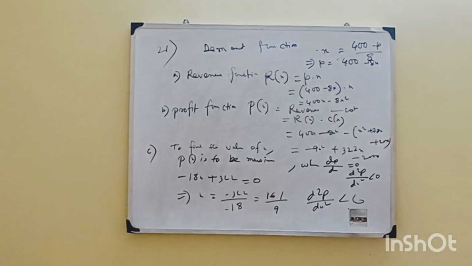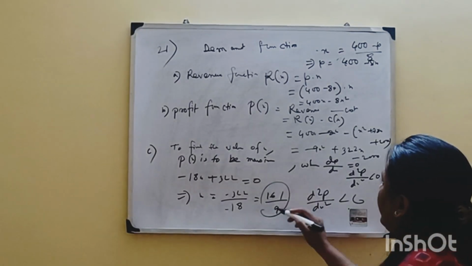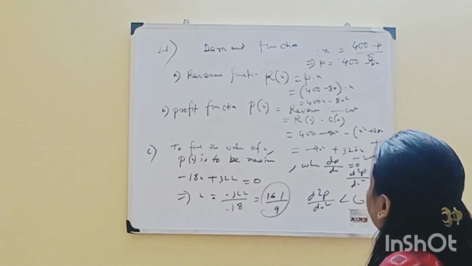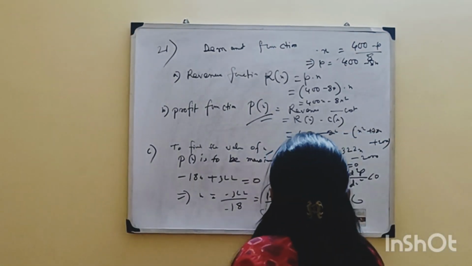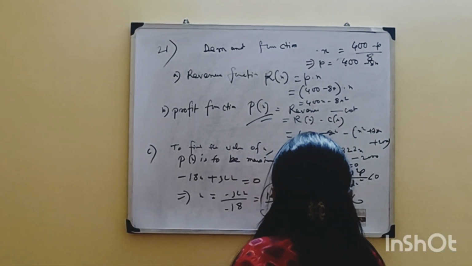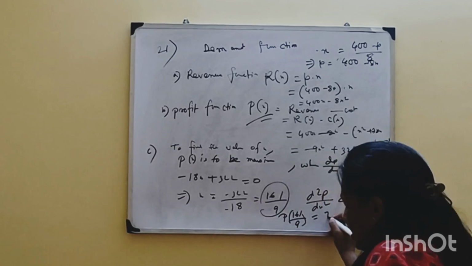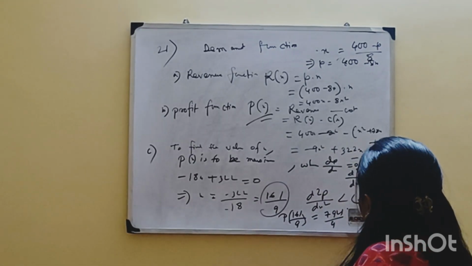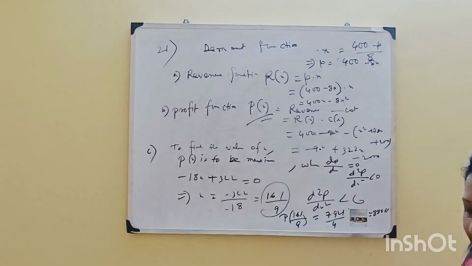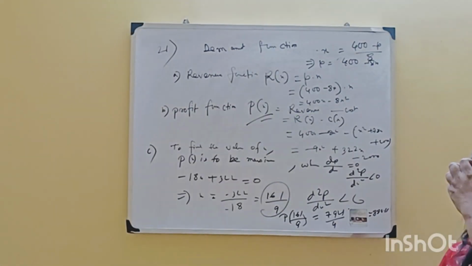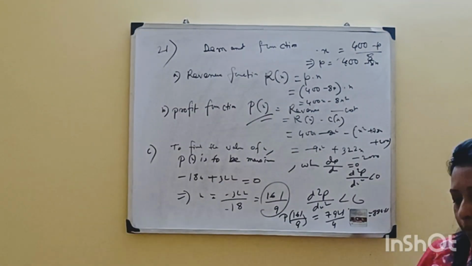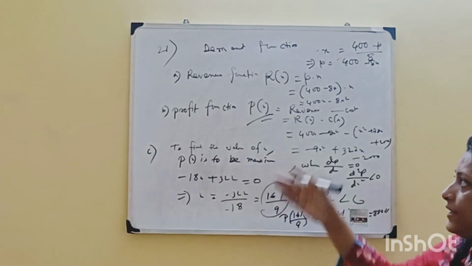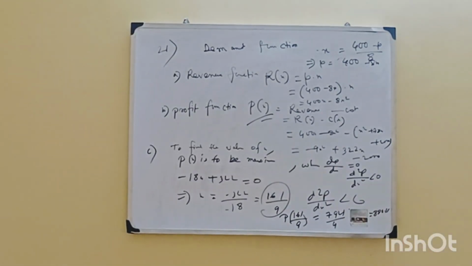So now put x equals this value, you have to calculate the number of dinner sets. Put x equals it here: P of 161 by 9. We will get the result 7921 divided by 9, that means 880.11. This is the maximum profit. Okay, done this solution. You can take the screenshot or you can write down whatever.